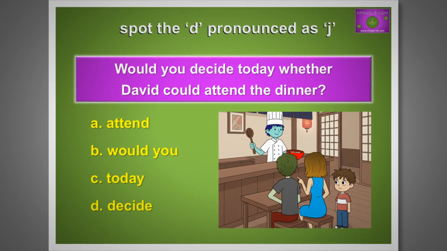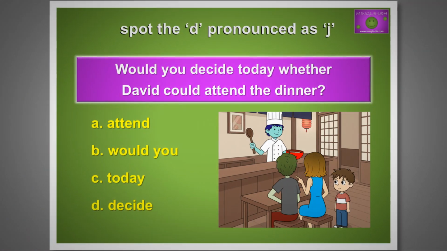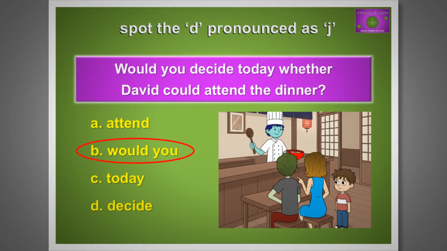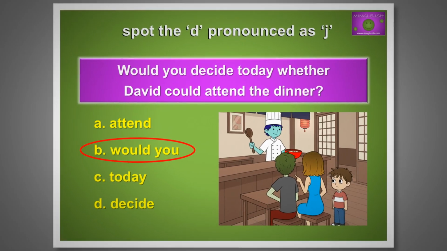Would you decide today whether David could attend the dinner? Is it A, attend, B, would you, C, today, or D, decide? The correct answer is B, would you.